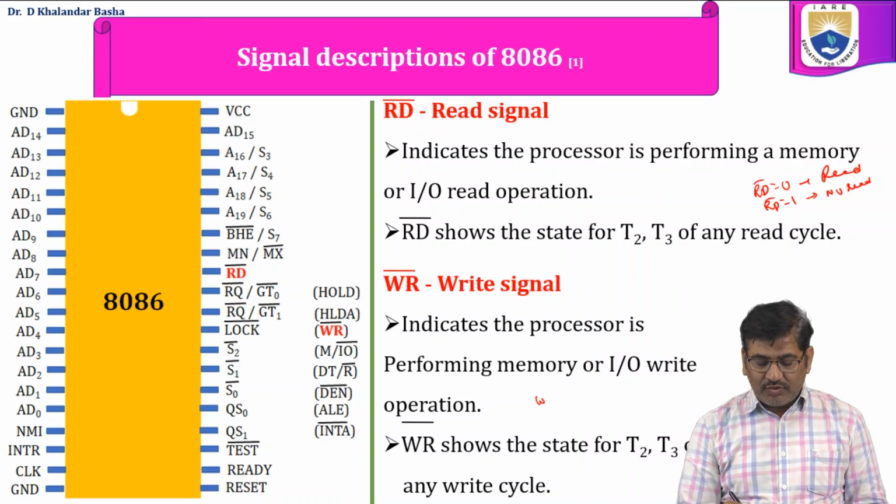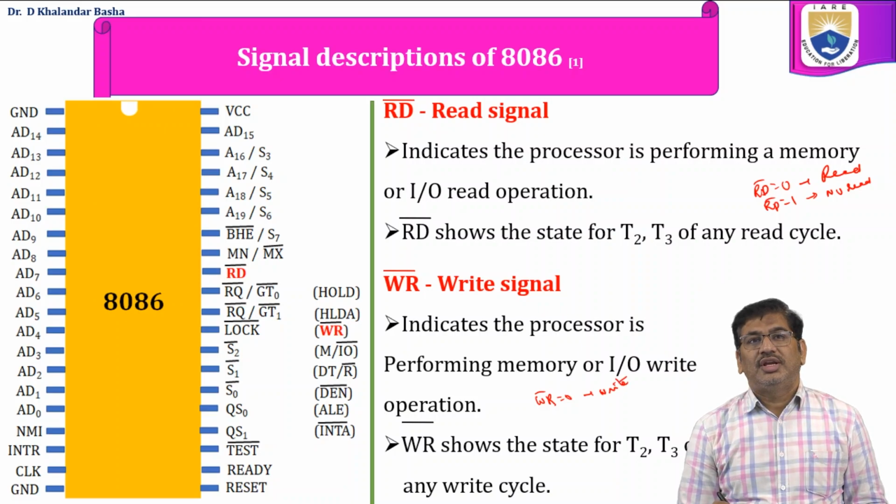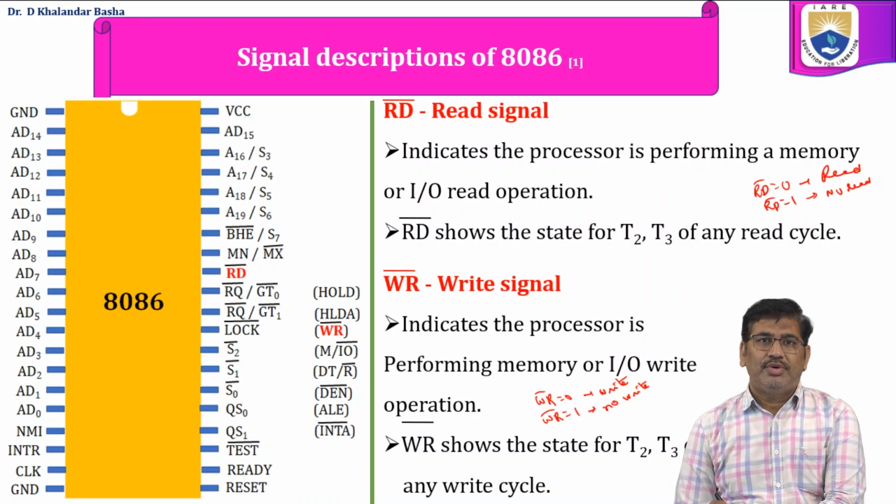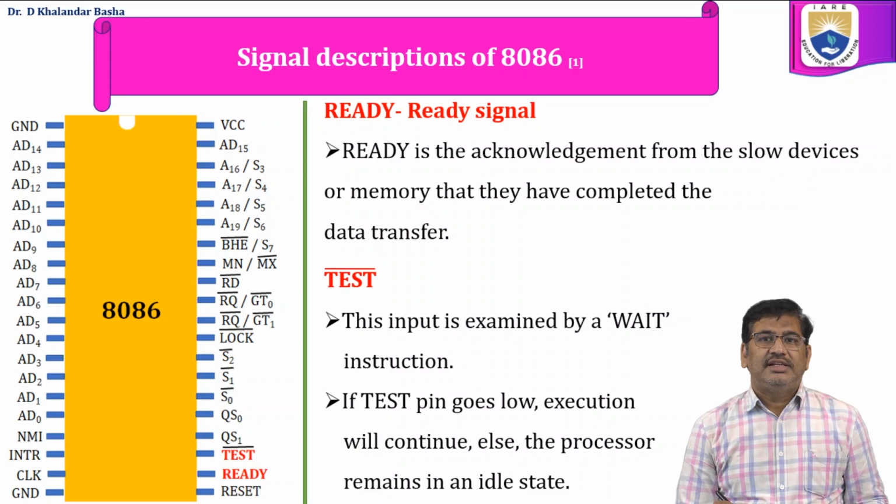If write bar is equal to 0, it indicates the processor is performing the write operation with the memory or IO device. If write bar is equal to 1, that indicates the processor is not performing a write operation with either memory or IO device. The processor cannot have both read and write bar active low at the same time. Either it can go for a read operation or a write operation or neither, but both cannot be possible. The next signals we have are the ready signal and test signal, which we will see here.